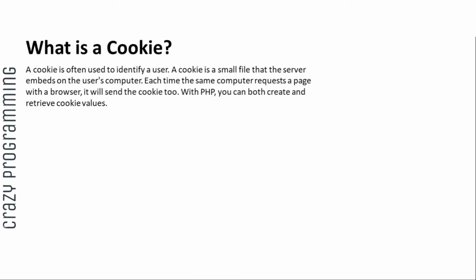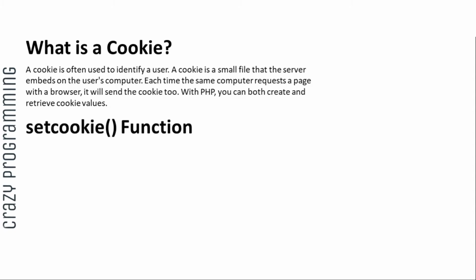A cookie is often used to identify a user. A cookie is a small file that the server embeds on the user's computer. Each time the same computer requests a page with a browser, it will send the cookie too. With PHP, you can both create and retrieve cookie values. Okay, so with the definition, I understand what is a cookie and what is the use of a cookie.